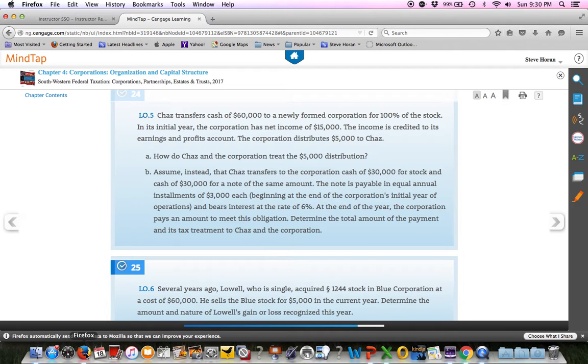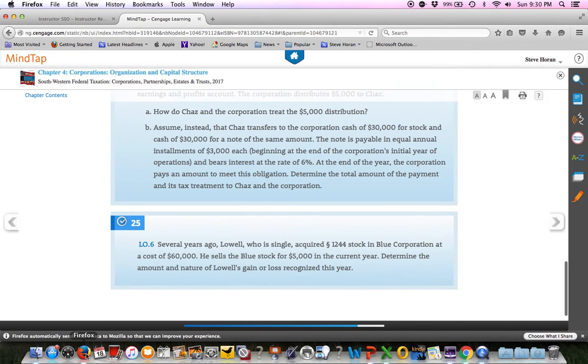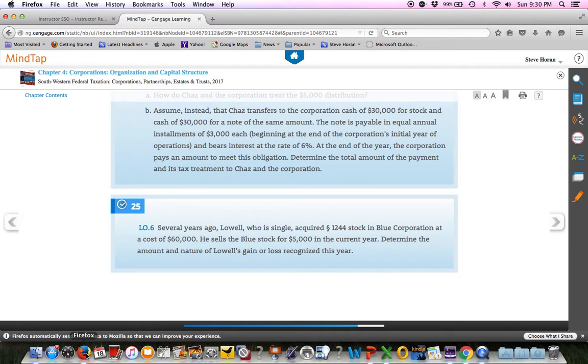Question 25 is the next one. Let me get that all on the screen here. Several years ago, Lowell, who was single, acquired Section 1244 stock in Blue Corp at a cost of $60,000. He sells the Blue stock for $5,000 in the current year. Determine the amount and nature of Lowell's gain or loss recognized this year.